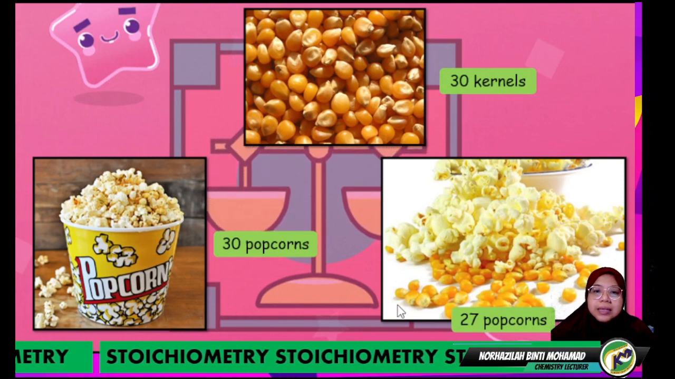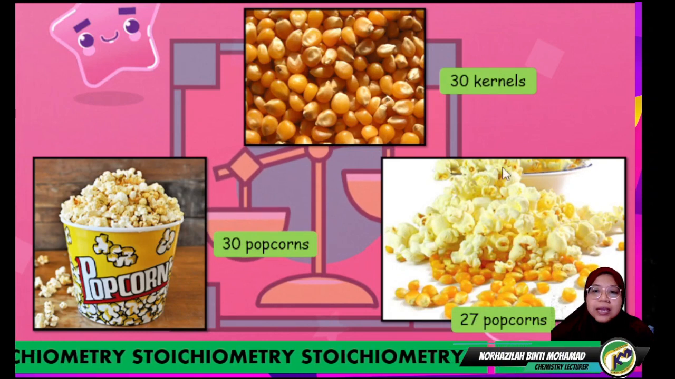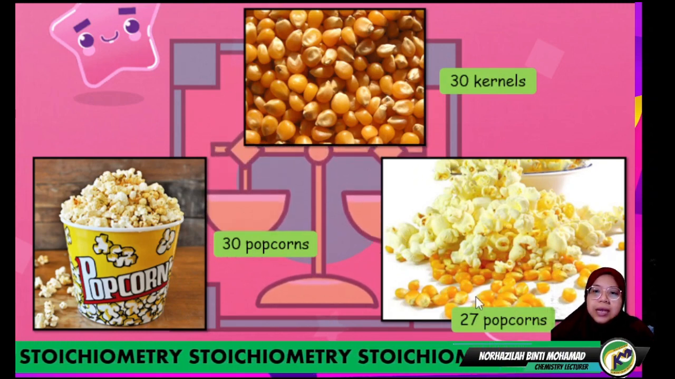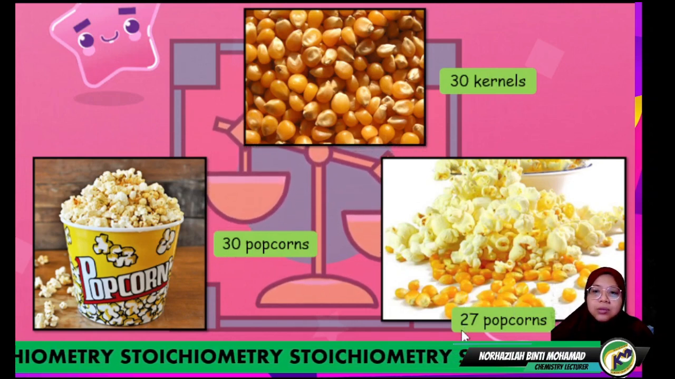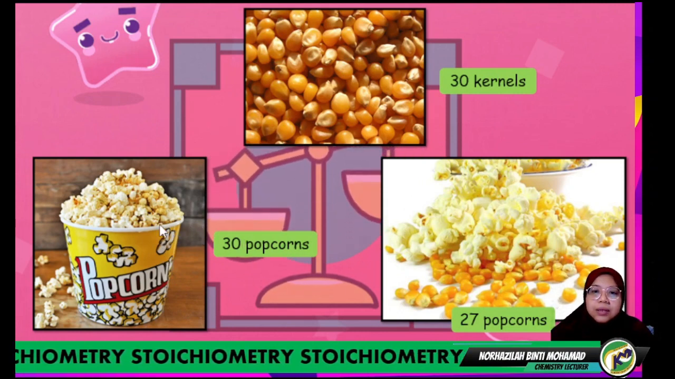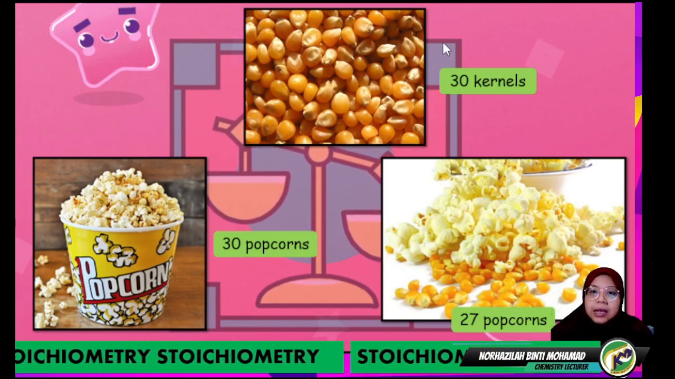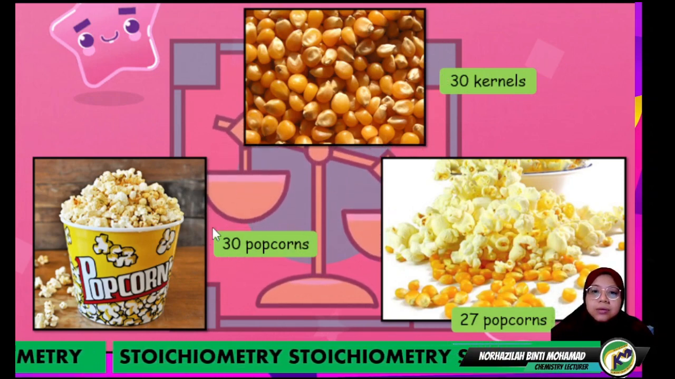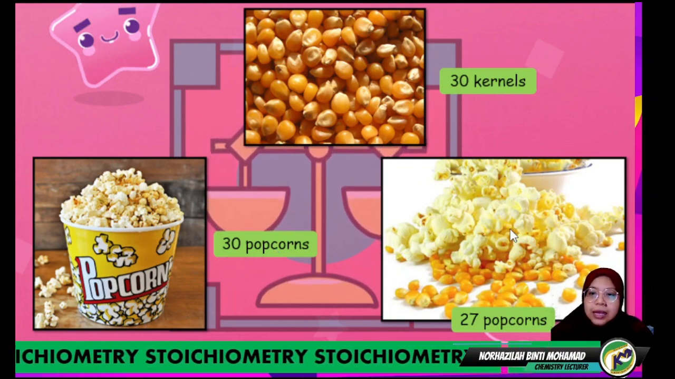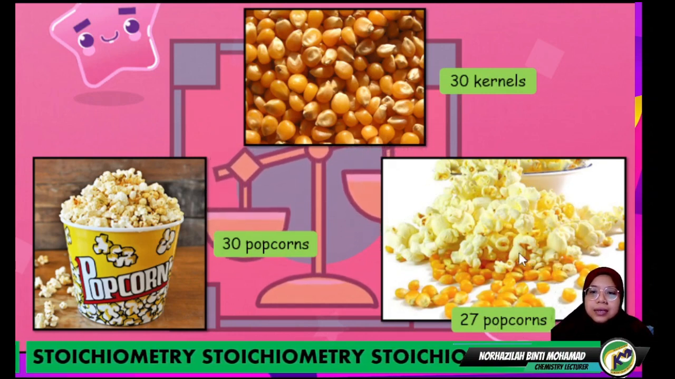So in this example, we can see that from 30 corn kernels, only 27 will turn to popcorn. So this is the actual yield. 27 popcorns is the actual yield. And this is our assumption, which is the theoretical yield. Theoretically, all the 30 kernels will form 30 popcorns. But in reality, only 27 popcorns form. This is the actual yield.